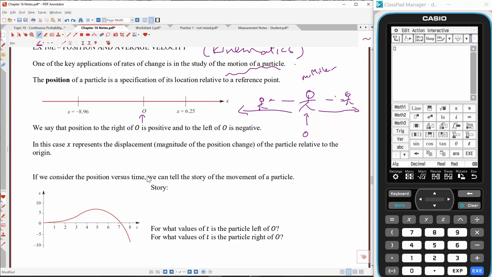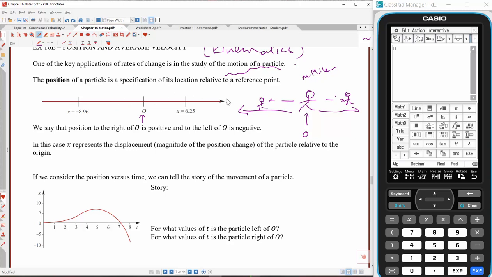But if we consider position versus time, we can tell a story of the movement of the particle. You might go to your mate and say, have you noticed what Mr. Miller does every time he comes into class? He puts his bag down, and then he'll go to this position here and move in exactly the same way during the lesson. Every 10 minutes into the lesson, I bet he's in this position here. 10 minutes later, he'll be over here. 10 minutes later, he'll be here.